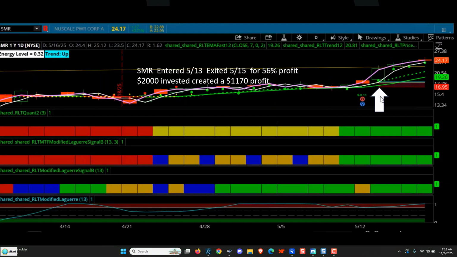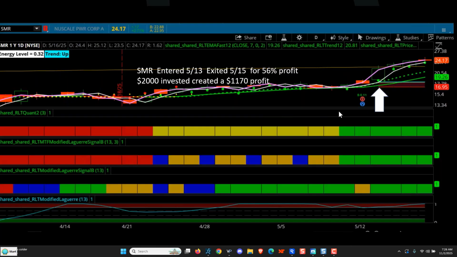And this is an SMR trade that we took. Again, this is a swing trade. Notice it went from selling to buying right here. The current time frame, the multi-time frame was already indicating buying. We take it right there and move it up to the upside. That was a pretty nice trade in SMR. Getting in on 513, out in 515, 56% profit. 2,000 invested, produced $1,170 profit. Pretty nice trade. But again, I want you to see how these indicators are used.